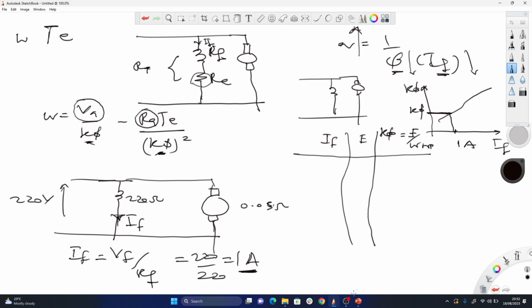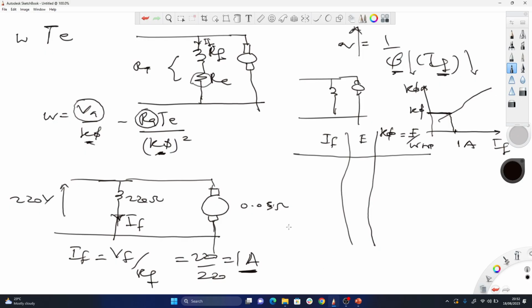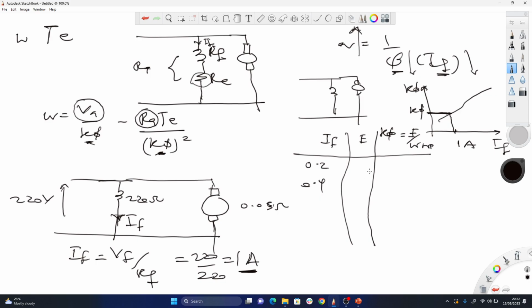So let me just take two points: 0.2, 0.4, 50, 100. I'm just taking the first 2 points. So for each of them, I'll find the corresponding K phi. Let me find my omega M. Omega M is what?